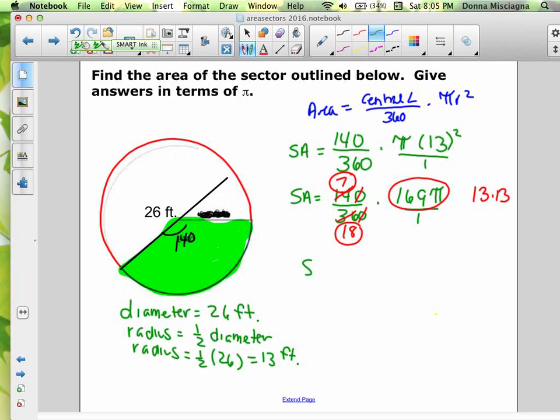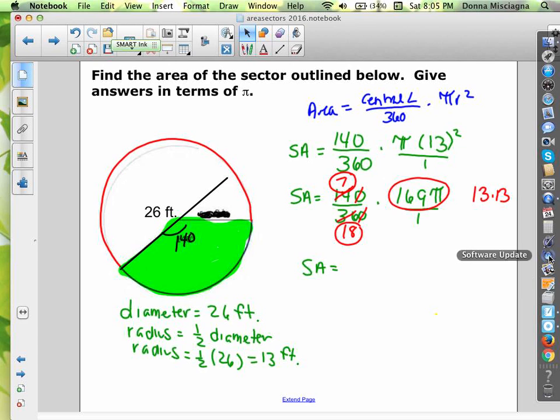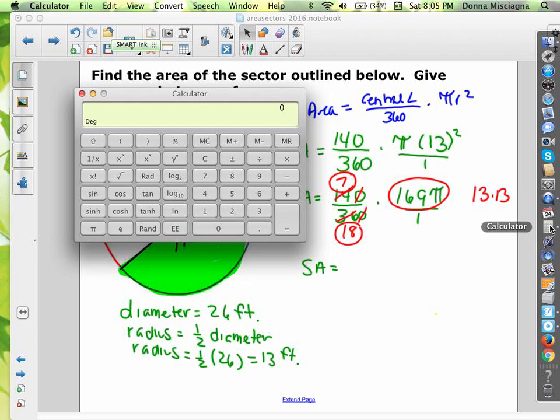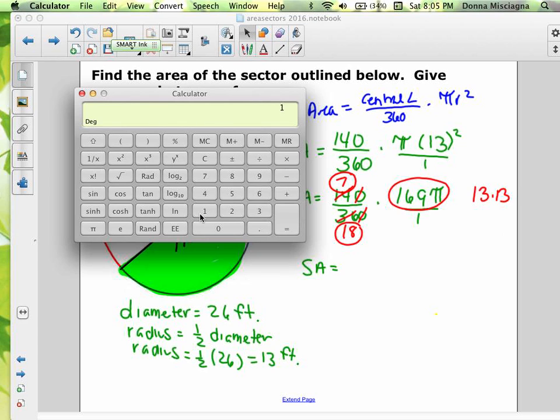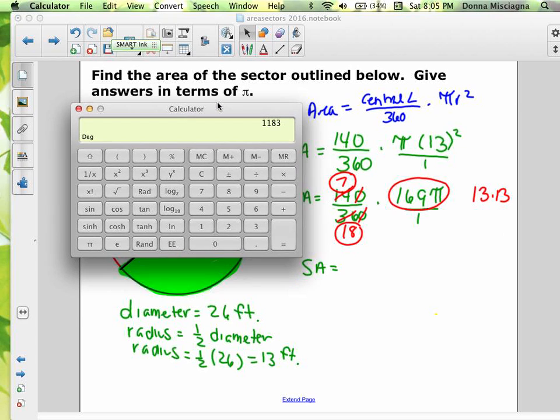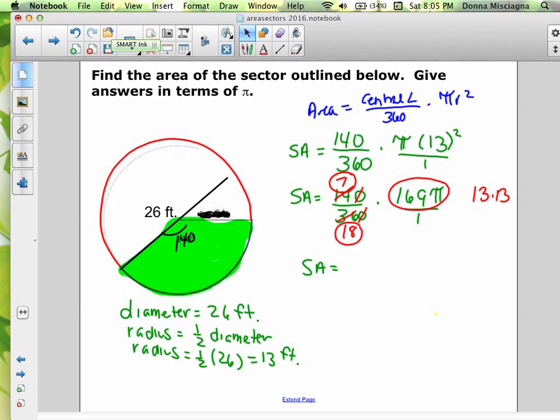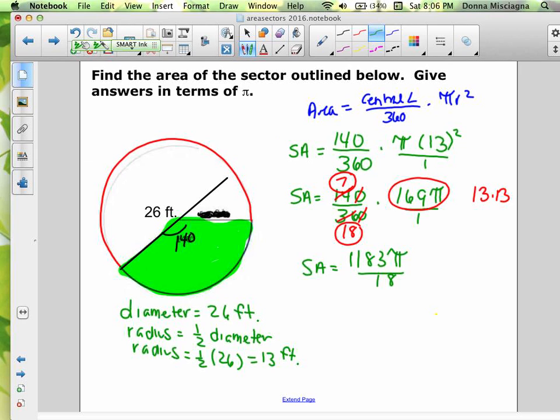So that means the sector area is, oops, I don't have a calculator handy. Actually, let's just bring one up. Where'd the calculator go? They all look alike. Oh, here it is. So 169 times 7, because I don't feel like doing that in my head. It's late, you can see. 1,183. So the sector area is 1,183 pi over 18 feet squared. And there we go. That wasn't too difficult. We just had to find the radius first.